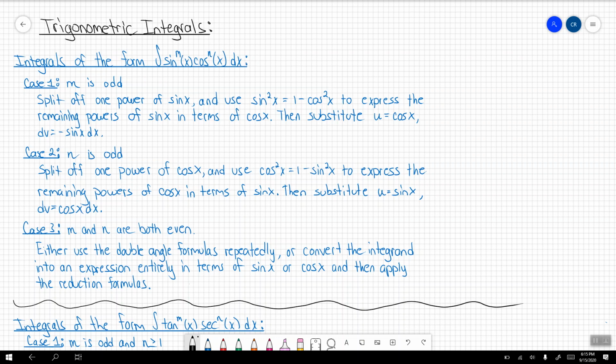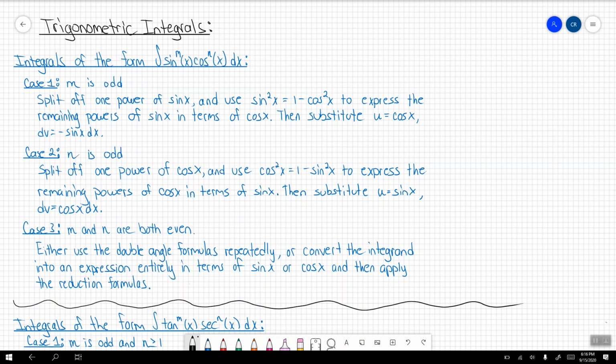So on here you have three separate cases. You have case 1 where m is odd. In other words, the power for sine is going to be odd. So you could have sine to the power of 3, or sine to the power of 5, or sine to the power of 7, and so on. What we want to do is split off one power of sine and use the Pythagorean identity sine squared of x is equal to 1 minus cosine squared of x to express the remaining powers of sine of x in terms of cosine. And then we use the u substitution that is given here.